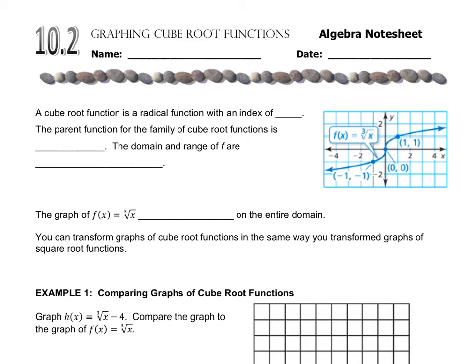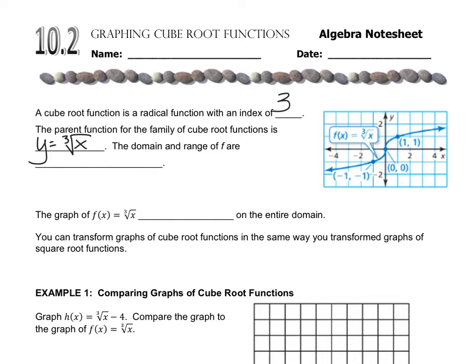We're going to look at the graphs of cube root functions, and a cube root function is very similar to a square root, only it has an index of 3. And remember, index is that little tiny number inside the square root symbol or the radical symbol. So this right here is a 3. That's our index. So we know that we're dealing with a cube root function. The parent function for the cube root functions is just the basic one, y equals the cube root of x.